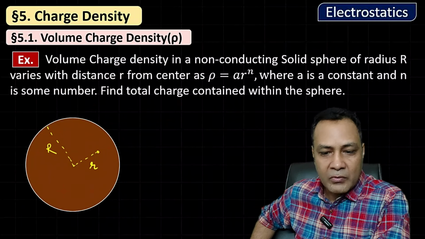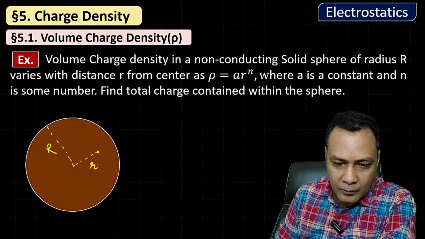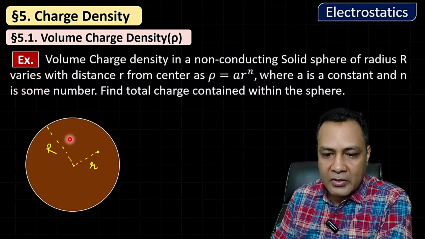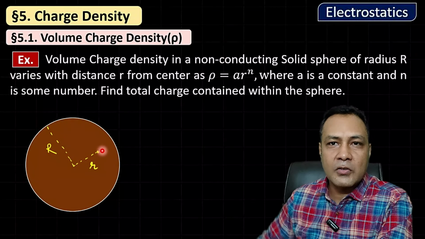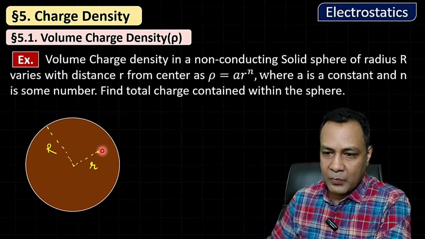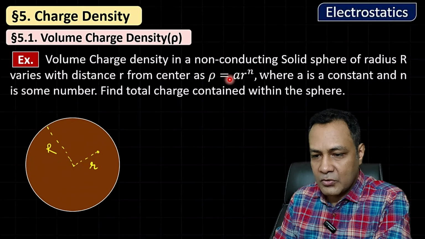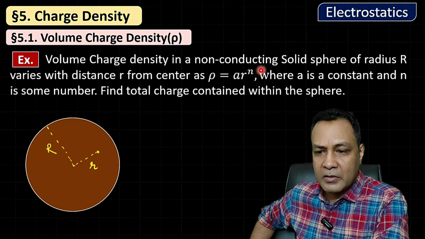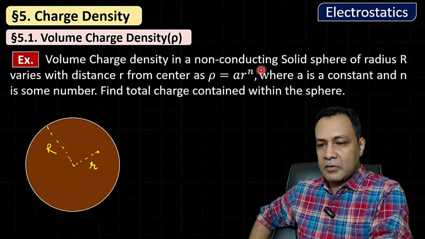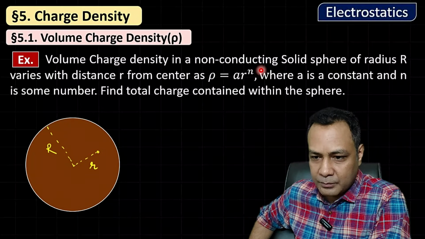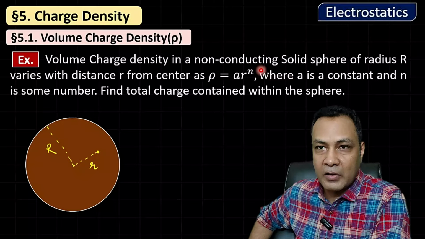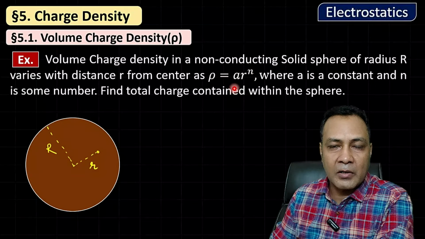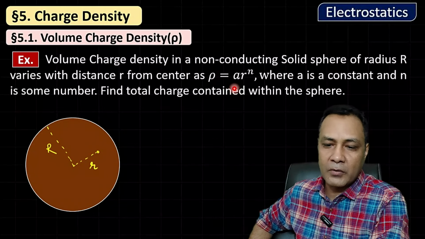Suppose in this example, first of all, this is a sphere. The charge density varies with the distance of a point from the center. The variation is rho is equal to A r to the power n. A is constant, n is also constant. Obviously, n is not less than 0 or negative, otherwise rho would be A upon r to the power something, and at r equal to 0 it would shoot up.